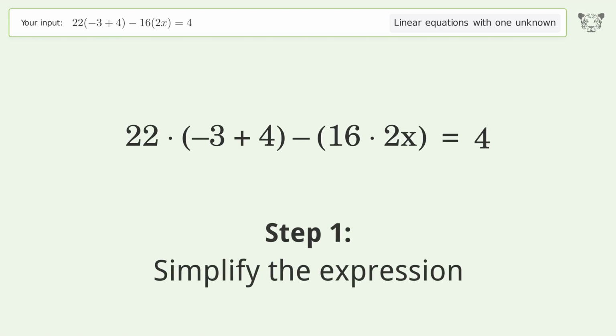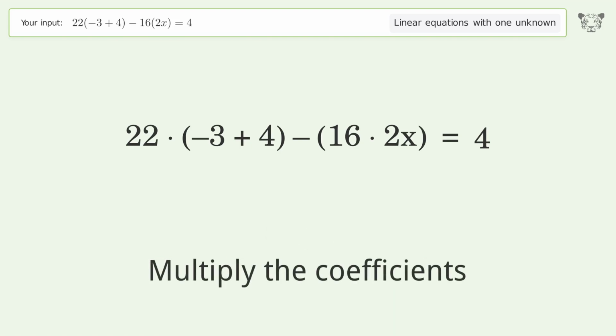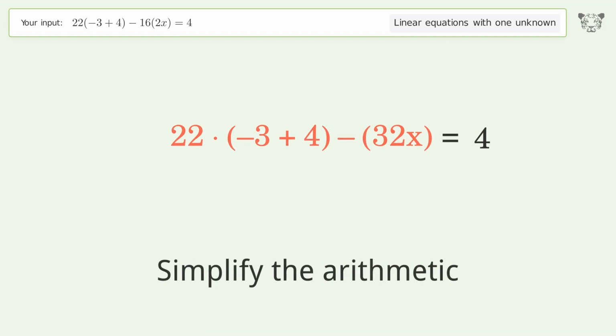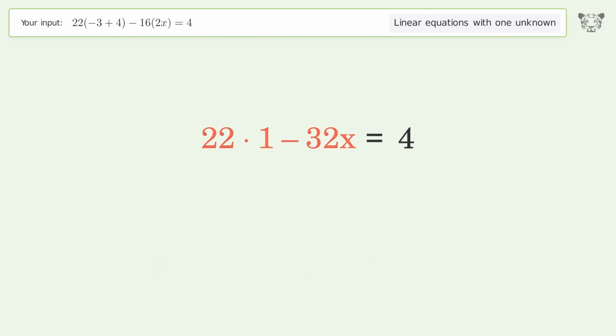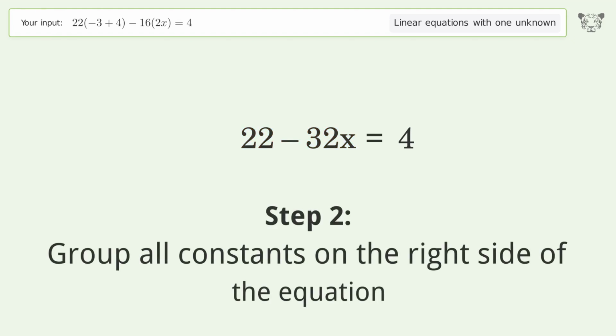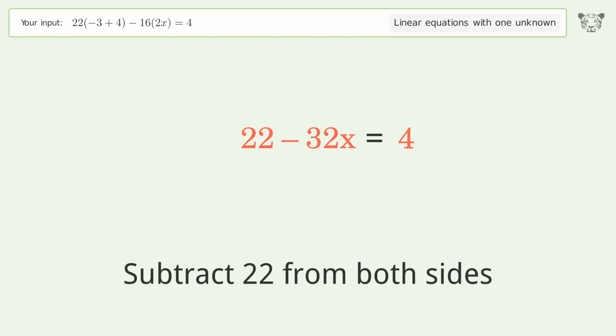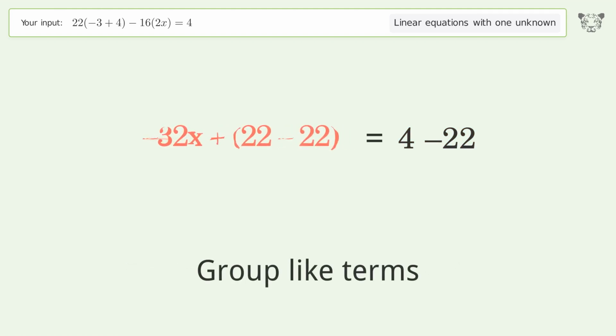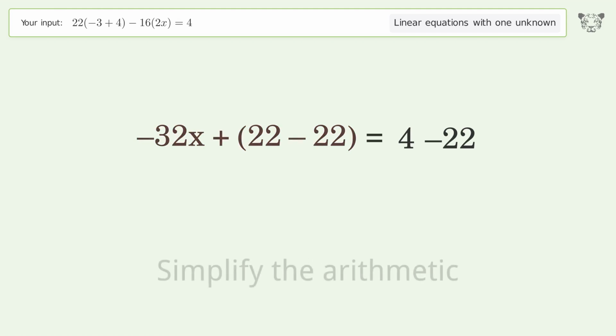Simplify the expression. Multiply the coefficients. Simplify the arithmetic. Group all constants on the right side of the equation. Subtract 22 from both sides. Group like terms. Simplify the arithmetic.